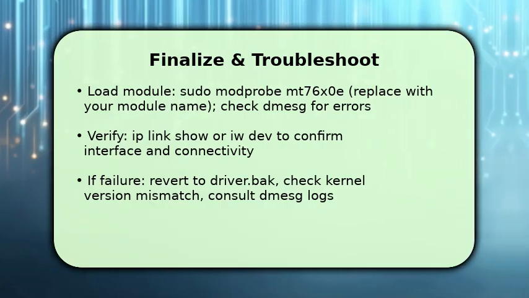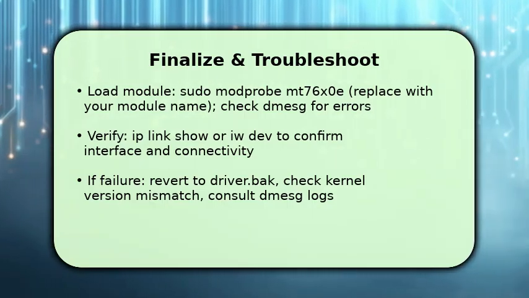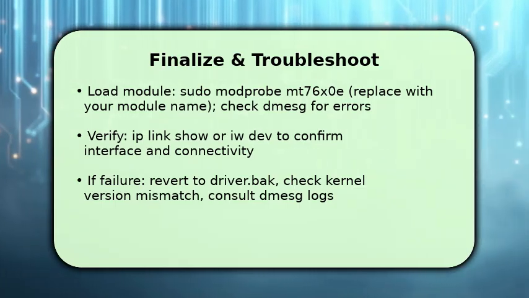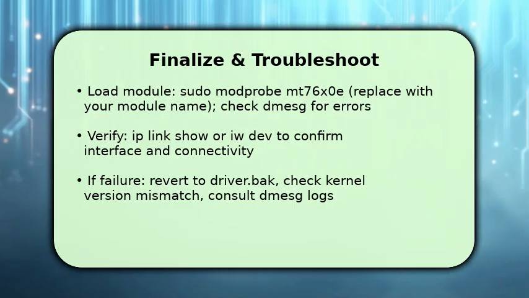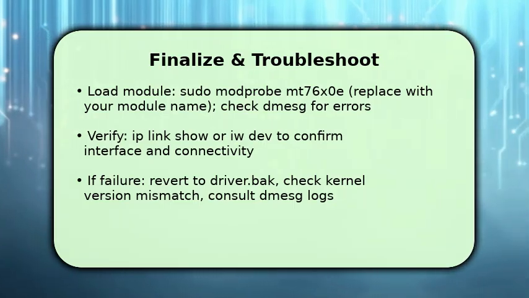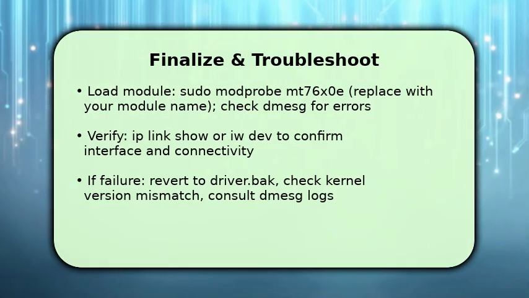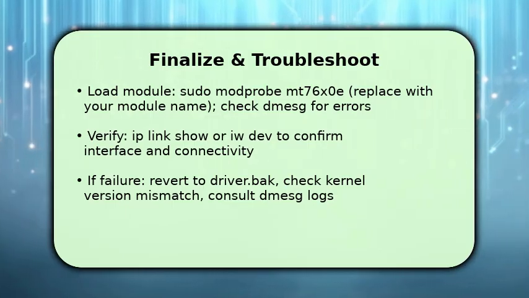Then verify the interface appears with ip link show or iwdev and test connectivity. If it works, enable the module on boot. If something goes wrong, revert using your backup copy, confirm the compiled module matches your running kernel version, and inspect dmesg for specific errors to guide the fix.